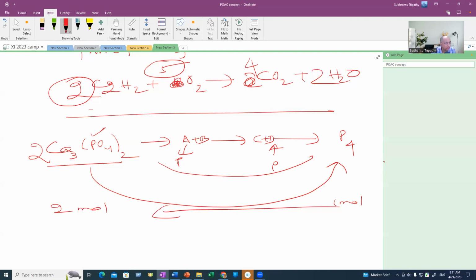the POAC concept will not be used. The POAC concept is as true as humanity itself, the universe itself, but it would not be applicable for such kinds of problems. It simplifies many problems: just see the first and last and then equalize the element. I am equalizing the phosphorus element. I am not interested in calcium because phosphorus is a part of calcium phosphate. So definitely 2 moles of calcium phosphate will give 4 moles of phosphorus atoms here.